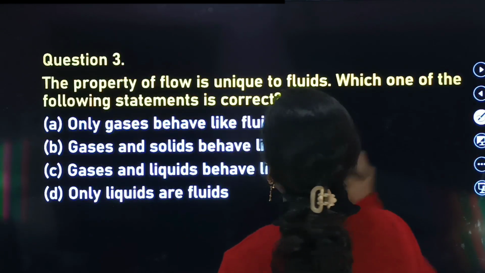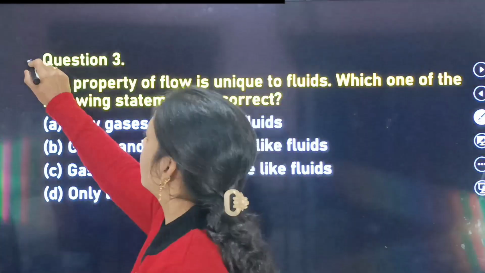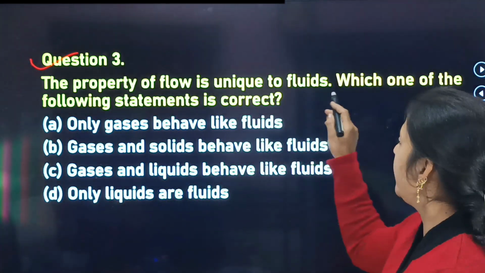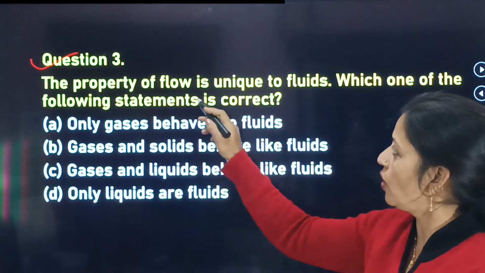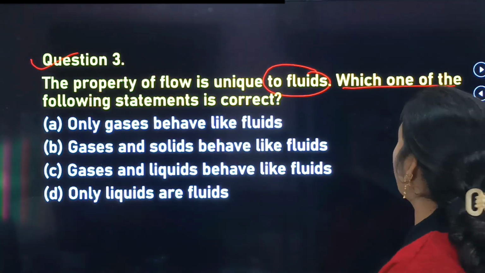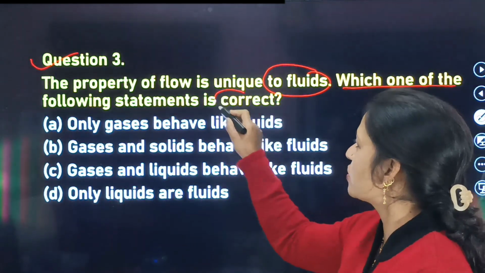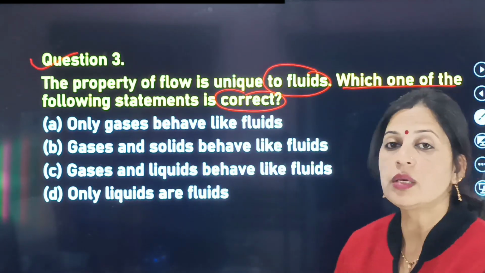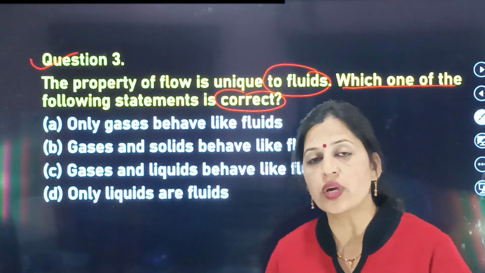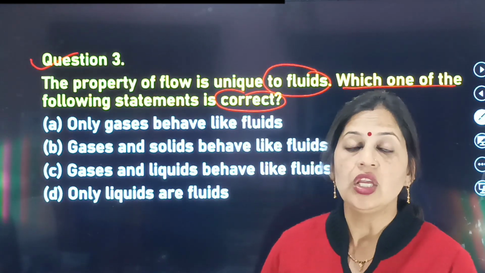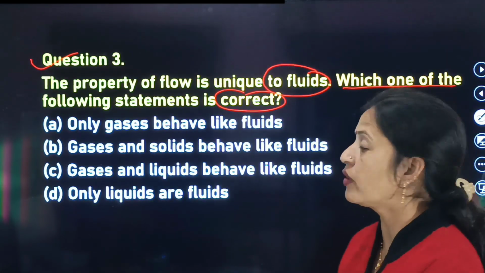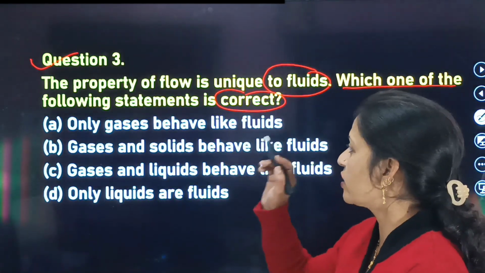Next is your question number 3, and question number 3 is: the property of flow is unique to fluids. Which one of the following statements is correct? That means flow करने की जो property है that is unique to the fluids. So you have to choose which one of the following statements is correct.